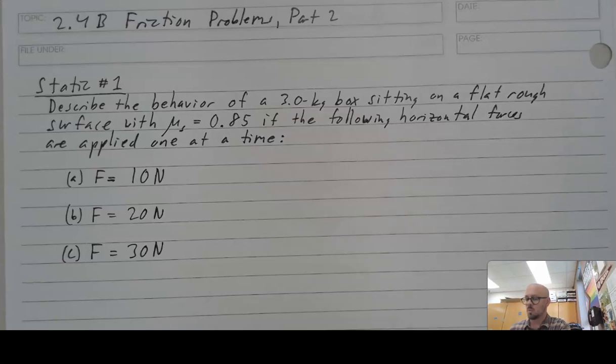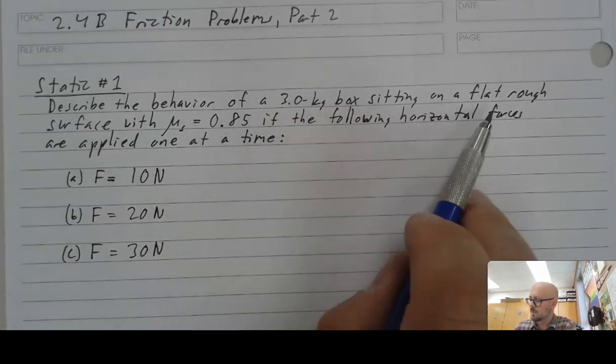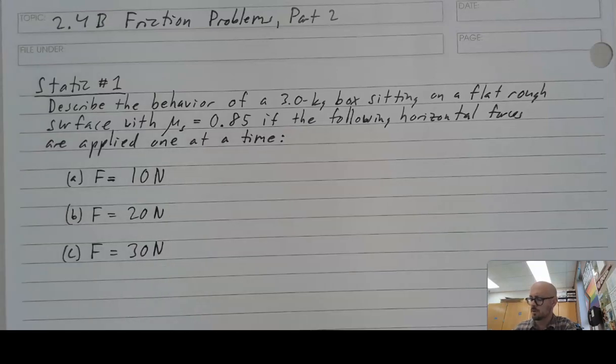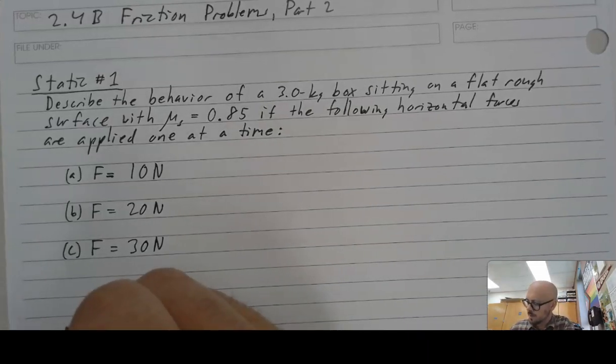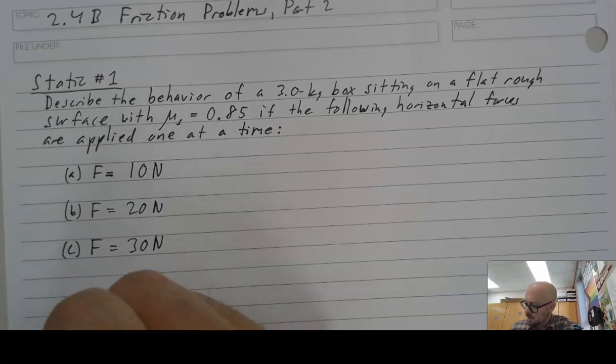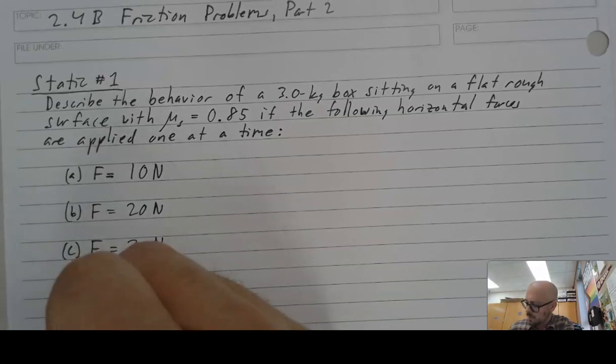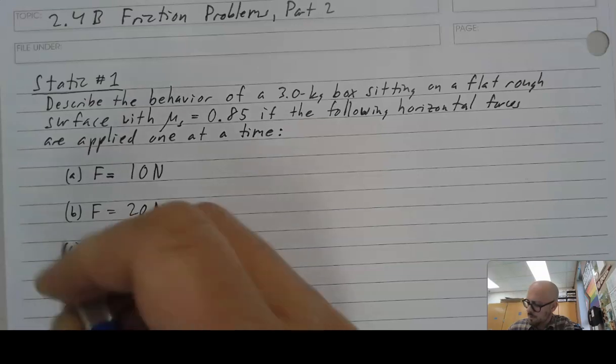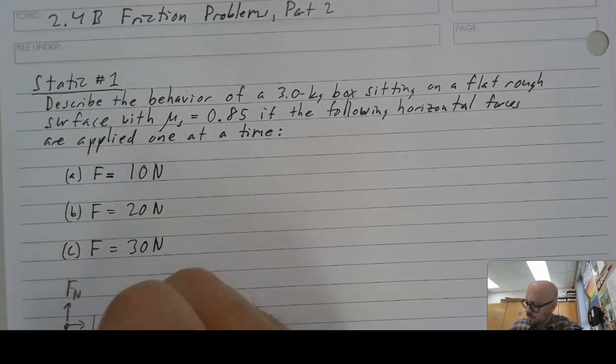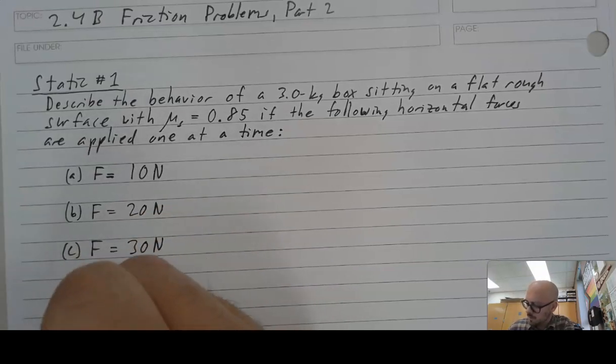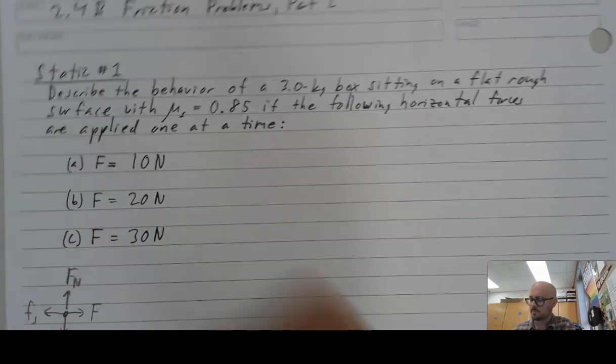Static friction works differently. Describe the behavior of this box sitting on a flat, rough surface where you know the coefficient of static friction during the following horizontal forces. So I'm going to draw a free body diagram. That free body diagram involves gravity, normal force, an applied force, and a friction force.